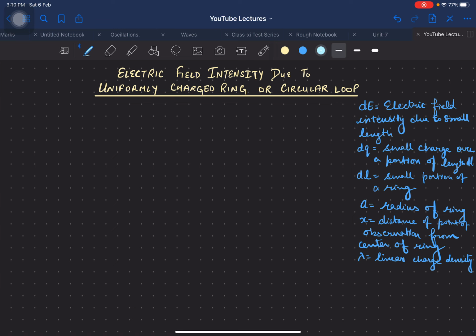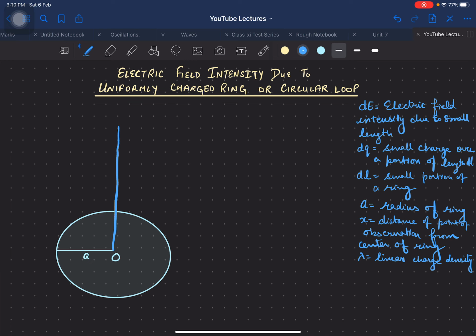Now we are going to talk about one of the most important topics of class 12th, that is electric field intensity due to a uniformly charged ring or a circular loop. In order to discuss this article, first of all we need to consider a uniformly charged circular ring such that a charge small q is spread uniformly all around this ring of radius a, and O is the center of the ring. Let us say the axis on which we have to find the value of electric field intensity passes through the center of the ring and is perpendicular to the plane of the ring.